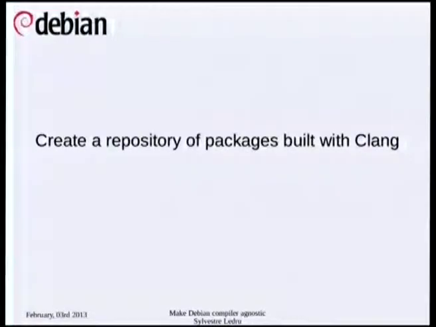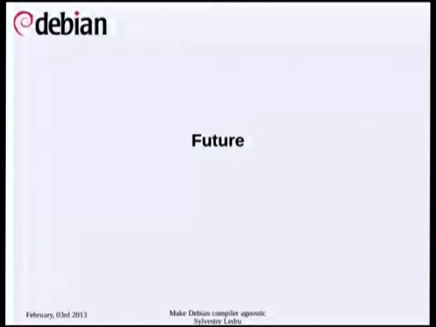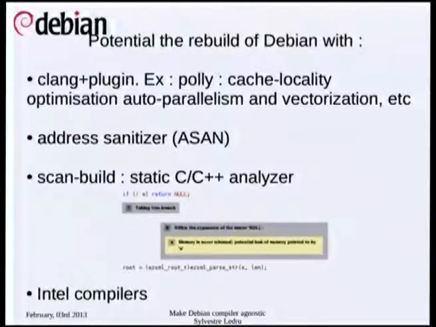And at some point, which we'll probably do in 1 or 2 years, we will be able to create a parallel repository of a package built with Clang instead of GCC. For now, since the performance is pretty much the same, I don't see the point, but if and when Clang is faster than GCC, it will be worth it. And in the future, there are also some other parallel things that we would like to push.